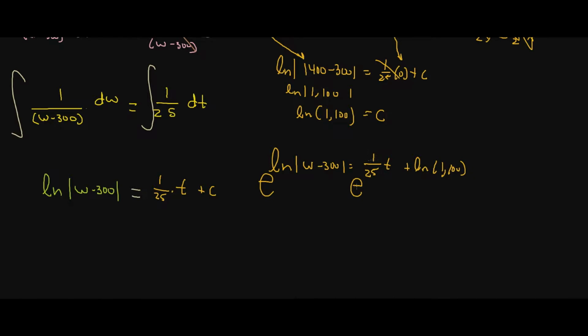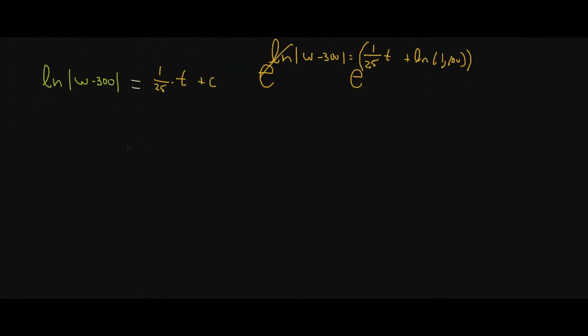Okay. Once I raise e to both sides, that's going to raise this entire thing to the power of e. This e and ln will not cancel out because there's a plus symbol in between. These are right next to each other, these are going to cancel out, and we're going to be left with, let me just scroll down, w minus 300 is equal to e to the 1 over 25 t plus ln of 1,100.